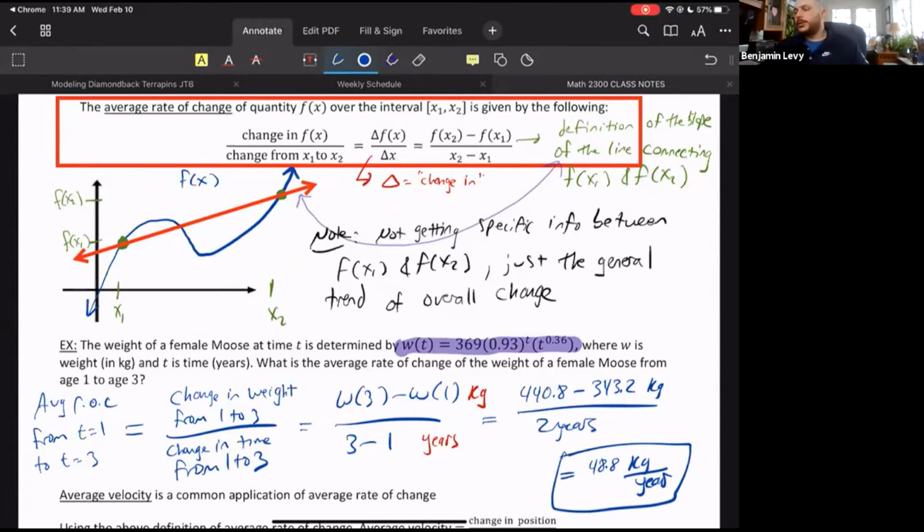And this is a female moose, so maybe the male moose is closer to what I guessed. I don't know. Did they lose weight throughout there? Probably. Were there years where they gained more than 48? Probably. Did they ever gain exactly 48.8? Probably not. But just overall average trend, that's what we looked at.